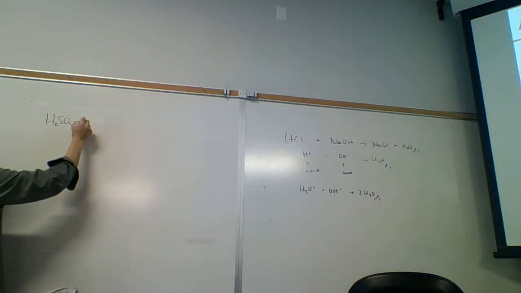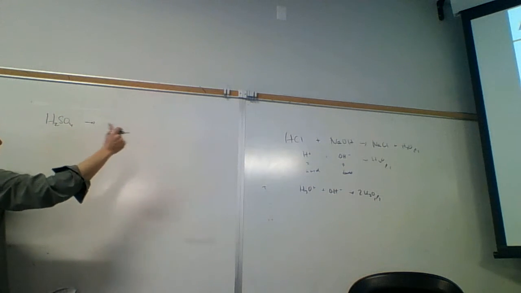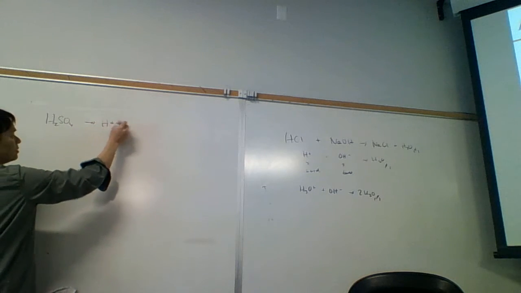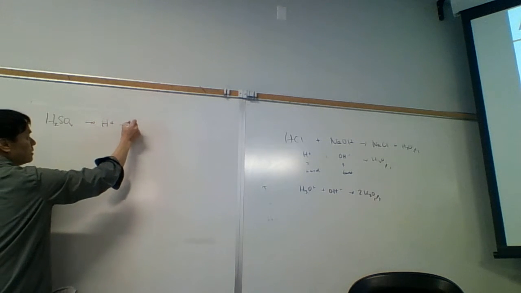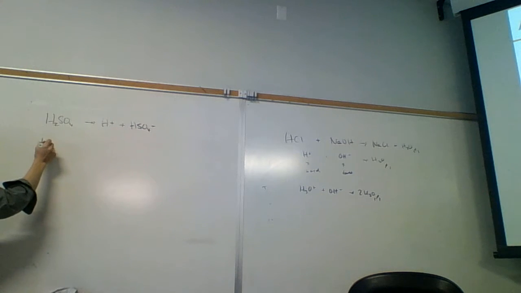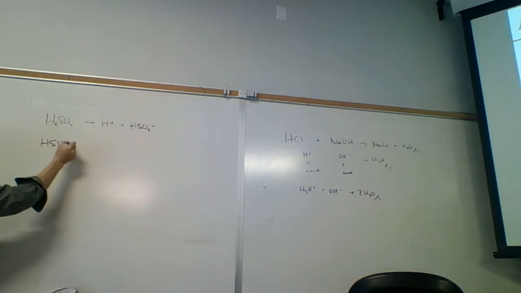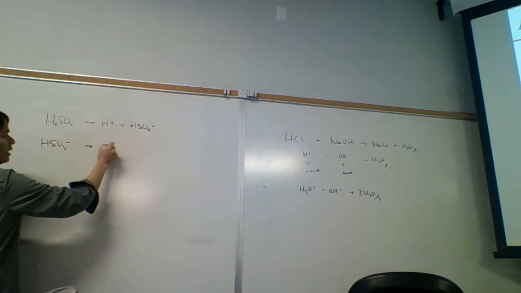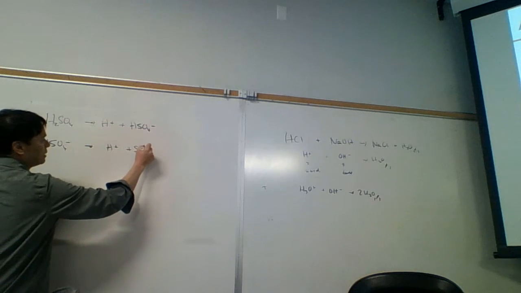So H2SO4, in the first step, I'm going to do ionization rather than hydrolysis. So I'm just going to go H plus HSO4 minus. That's it. In the second step, the second hydrogen breaks off. So we have HSO4 minus, and we'll get H plus and SO4 2 minus.